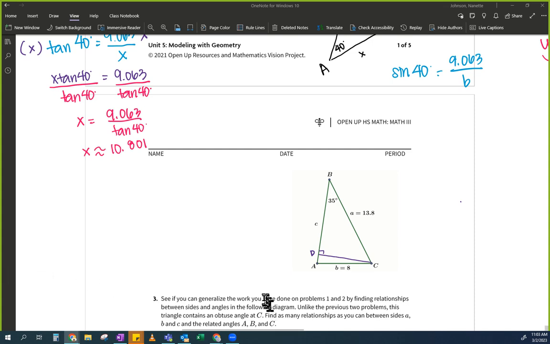Someone else said from B to C. So A equals 13.8. That's good. Someone else said 50. Angle C is 55 degrees.